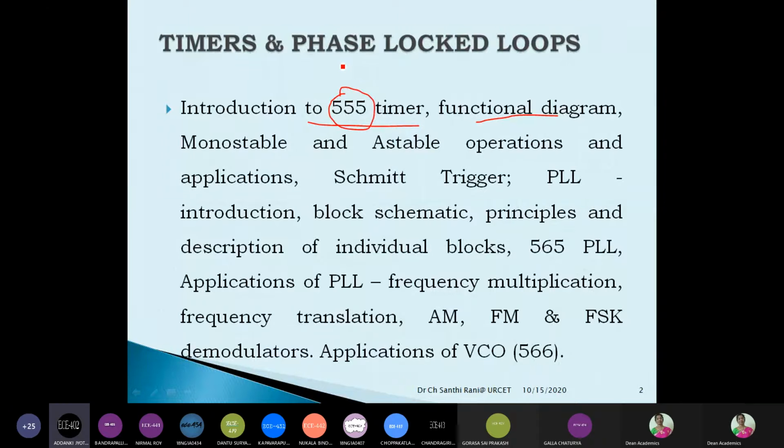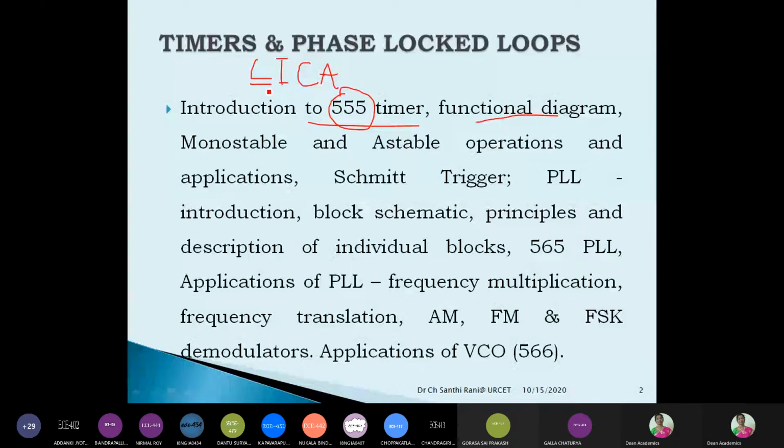The title of our subject is Linear ICs and Applications, LICA. So many linear ICs we are learning, restricted to our syllabus. There are many linear ICs in the world, but according to our syllabus, a few linear ICs, otherwise we say analog ICs, are included, and these we are going to study.